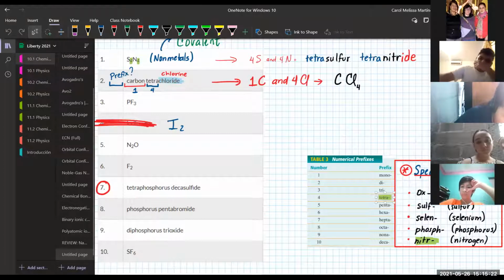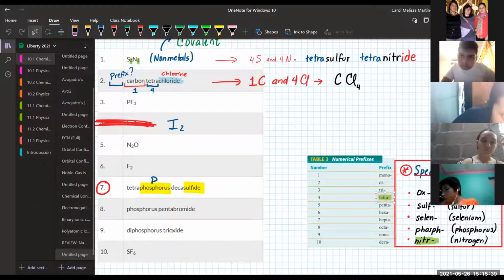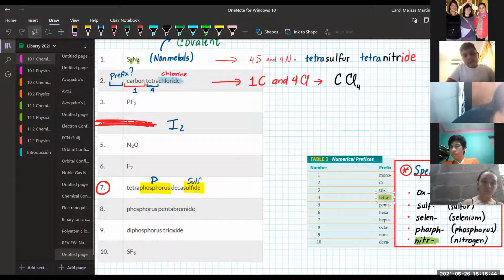First of all, identify the elements. The elements are phosphorus and sulfide. Phosphorus, you know the element is P. But sulfide refers to the element sulfur. Now, you have to take a look at the prefixes. Tetra means 4, and deca means 10, okay? Deca means 10, and tetra is 4.